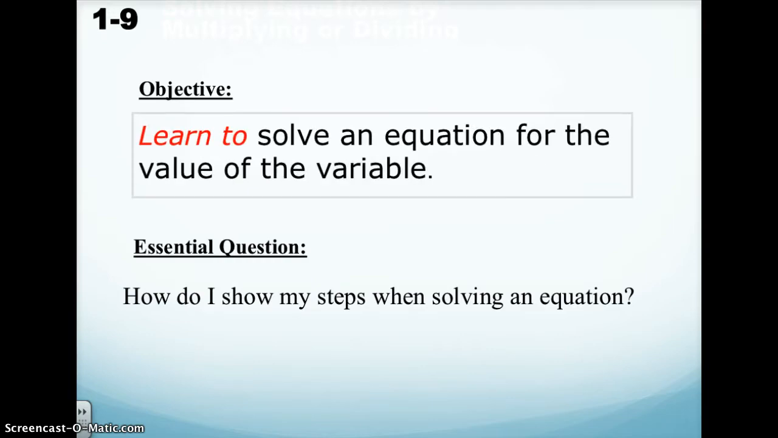Our objective: learn to solve an equation for the value of the variable. Our essential question: how do I show my steps when solving an equation? You'll notice these are the same objective and essential question as Section 1.8. Pause as you write these down.